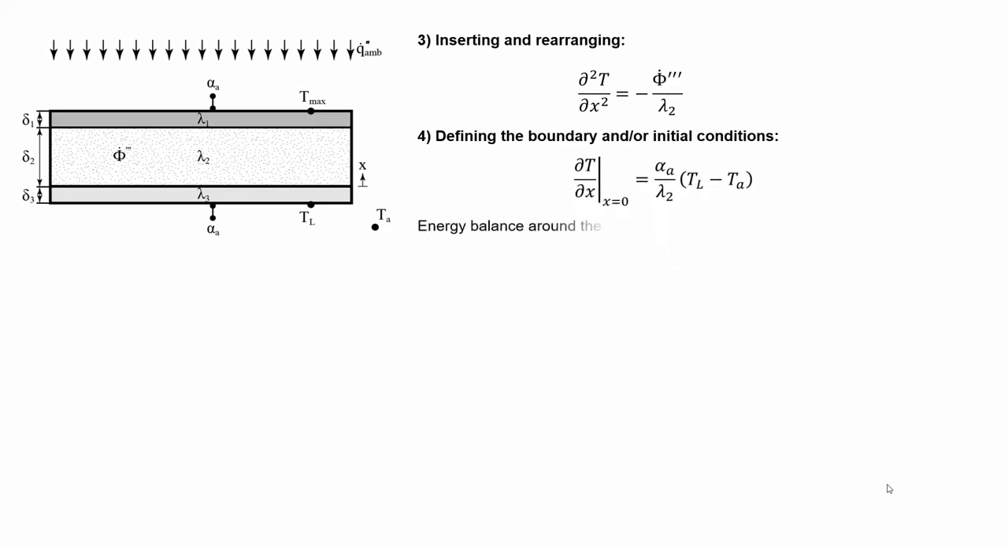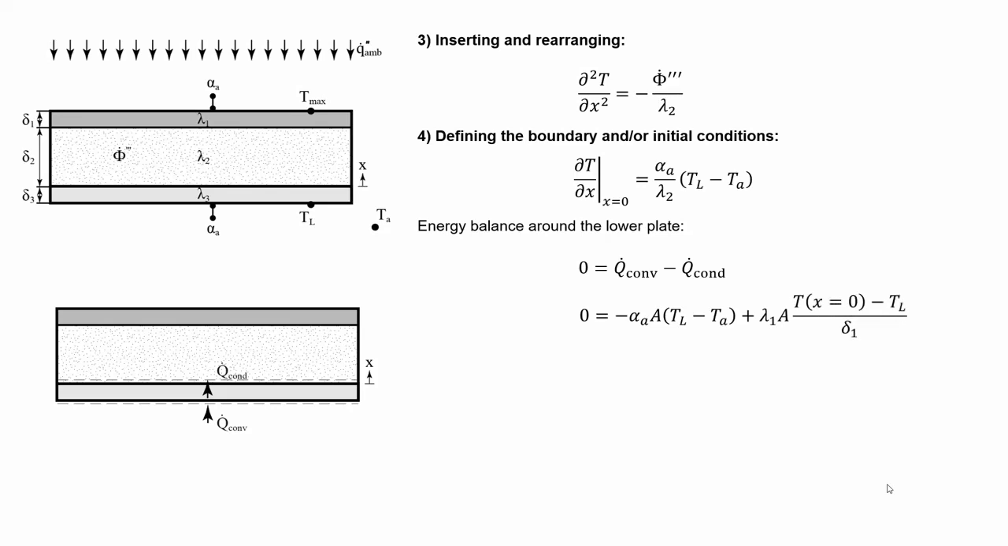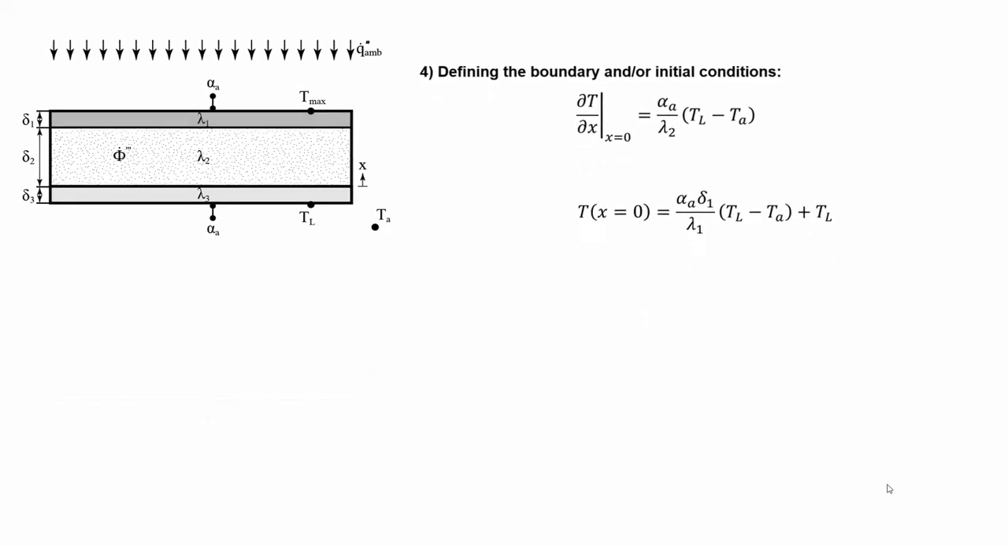For the second boundary condition, we will try to find a temperature at x equals 0. Again, we will use the energy balance around the lower plate, but this time we will use a different definition for the conductive flux. The convective flux can be defined by Newton's law of cooling, where we take into account the direction of the heat flow, where the conductive flux can be written by defining the gradient by use of the temperature difference at both sides of the lower plate over its thickness. We can do this because the profile has a linear behavior. And then some further rewriting yields the second boundary condition, which is the temperature at x equals 0.